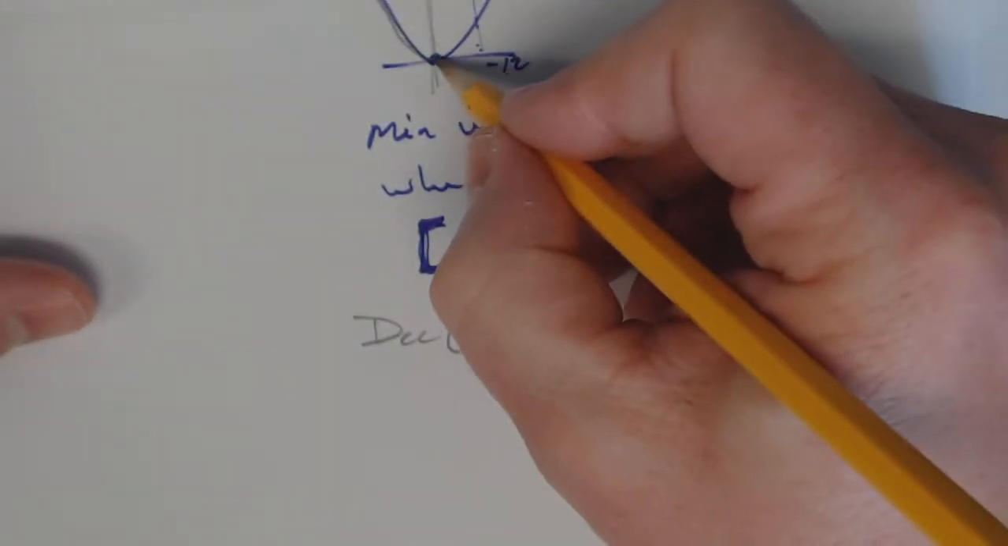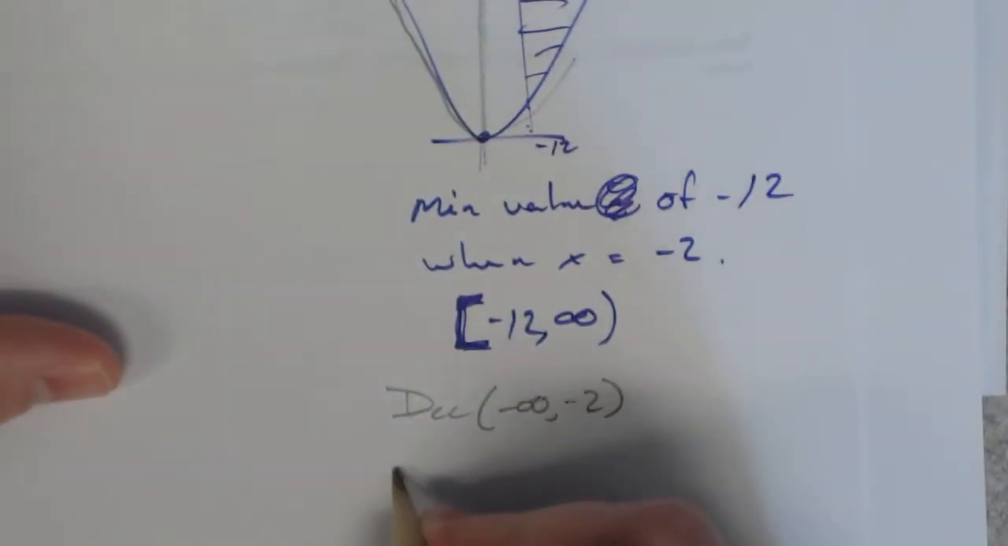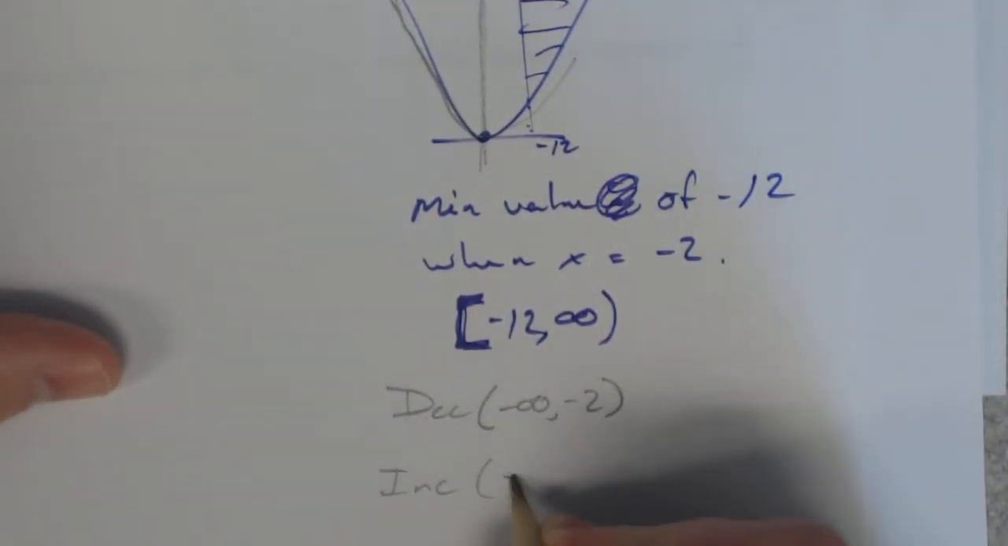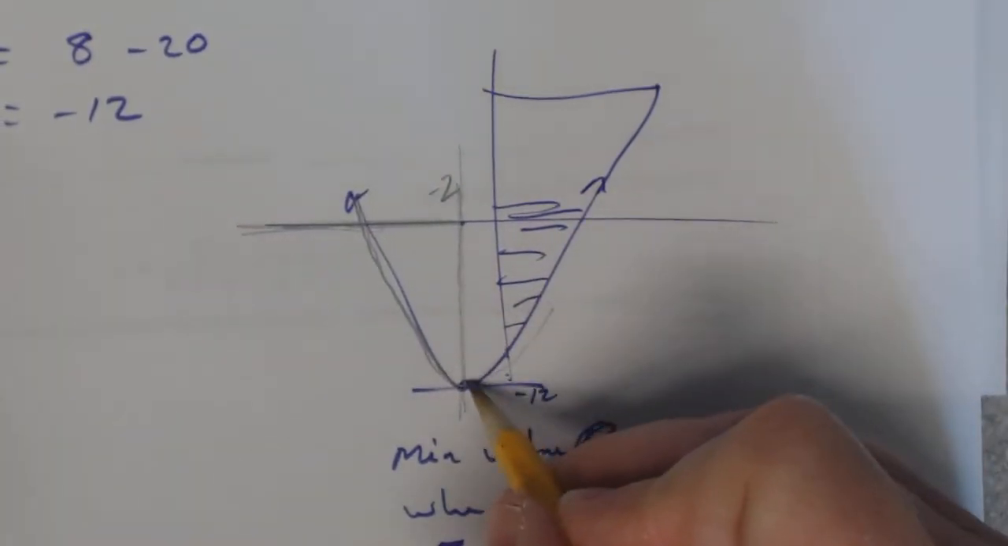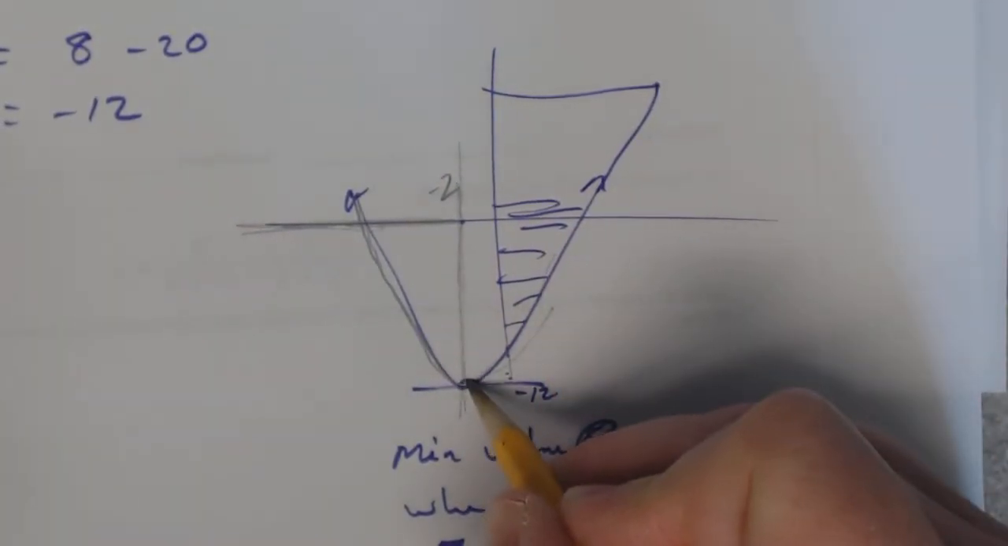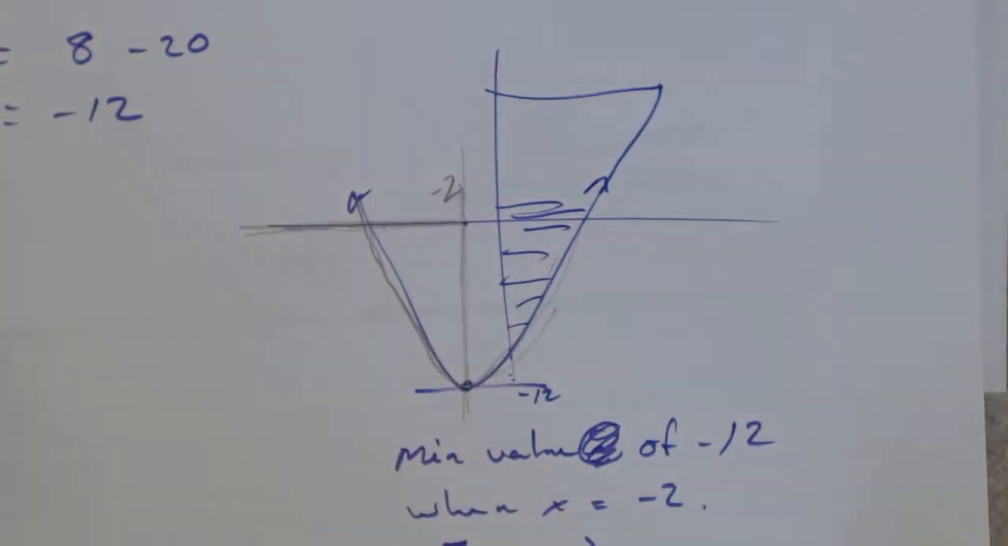That means it's going to go up. So it's going to increase from negative 2 to infinity. It's going to increase as I go up. From the x value of negative 2, we're increasing. Cool.